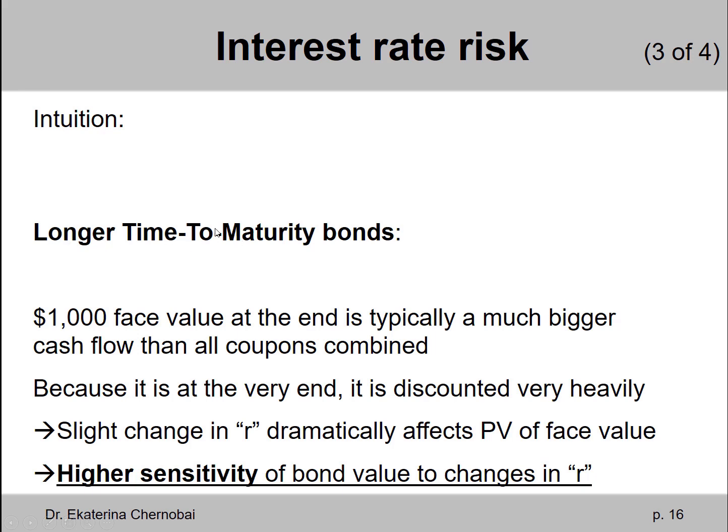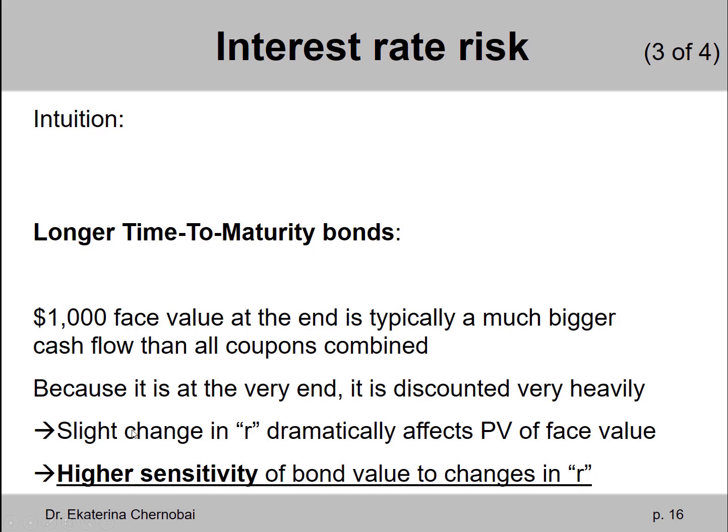So consider a longer time to maturity bond. If it's, let's say, a 20-year bond or a 30-year bond, which will see coupons being paid over 20 or 30 years, right? Then the $1,000 face value is at the very, very end of this long time period, right? And the $1,000 face value is by far the largest cash flow on our timeline because the coupon payments are significantly smaller. So those would be maybe $50 a year, maybe $100 a year. And because the largest cash flow, the $1,000 face value, is at the very end, when we discount it as part of finding the bond value, we end up discounting it very heavily.